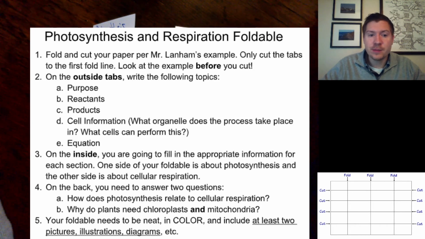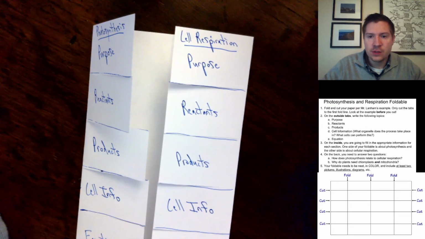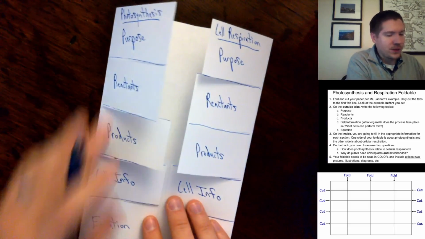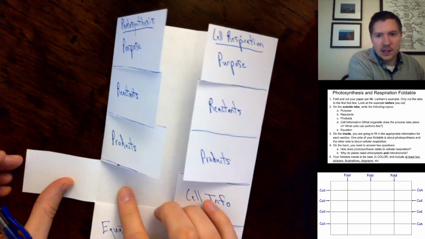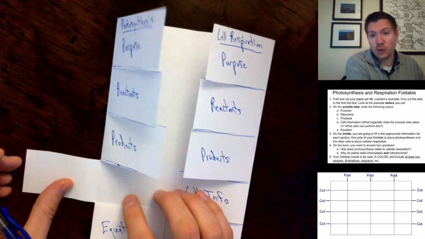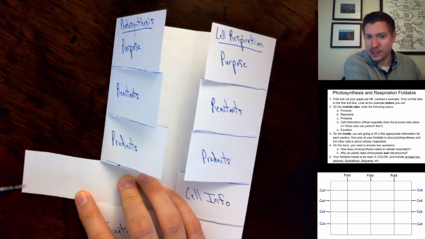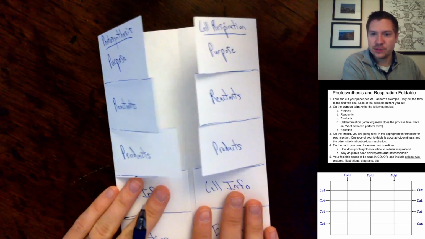But also note in number 5, your foldable needs to be neat, in color, and include at least 2 pictures, illustrations, or diagrams. Okay, so one way to do that would be, say for example, my photosynthesis cell info here. I might flip it over and say photosynthesis is conducted primarily by plant cells in the chloroplast. And then over here, I could draw an image of a chloroplast and label its parts. Right? That would be one of the 2 diagrams I need to include.